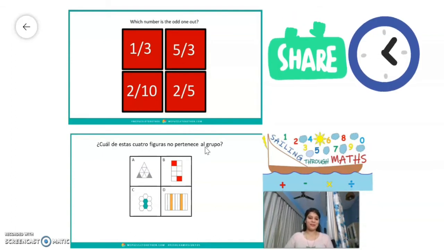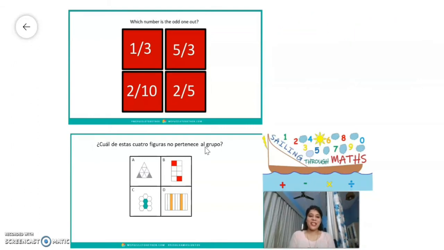So here we go. Okay, so that's almost a minute. Now let's see our first puzzle.